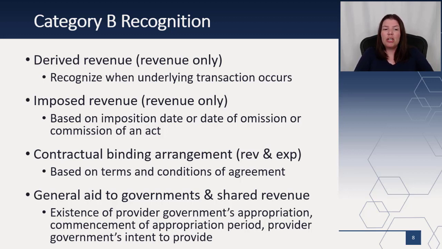And then when we look at general aid to government and shared revenue, it would be the existence of the provider government appropriation. So in this scenario, they're going to appropriate the money for the general aid or for the shared revenue. The commencement of the appropriation period, we're in the period for that, and the provider government has intent to provide it. So in those scenarios, at that point, we would recognize that revenue.